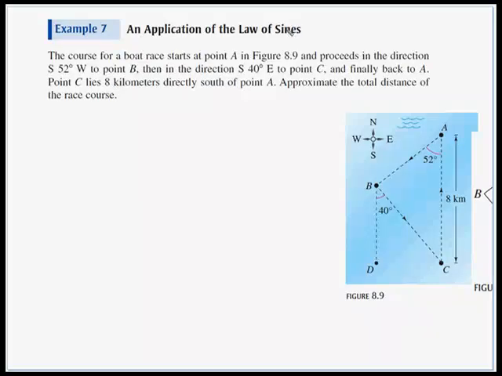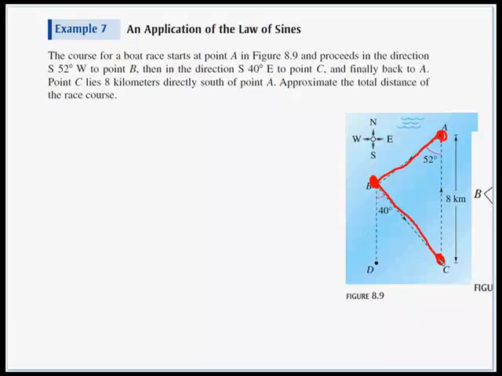An application of the law of sines. The course for a boat race starts at point A, right here, proceeds in the direction south 52 west. So we're on the south line, and we veer 52 degrees to the west. So we're headed in this direction to point B. We hit point B. And then we take off in the direction of south 40 east. So here's our south line, and we deviate 40 degrees to the easterly direction, and now we're on this line. And we continue to point C.